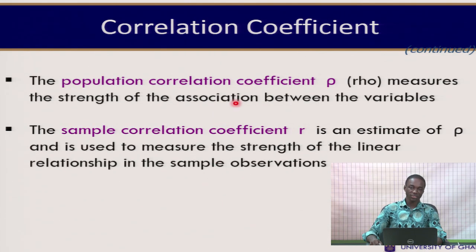The correlation coefficient helps us to determine the strength of the association between the two variables in question. We have the population correlation coefficient and the sample correlation coefficient. Therefore, if we are dealing with population data, we look at the population correlation coefficient. If you are dealing with sample data, we would use the sample correlation coefficient r to estimate the population coefficient rho.